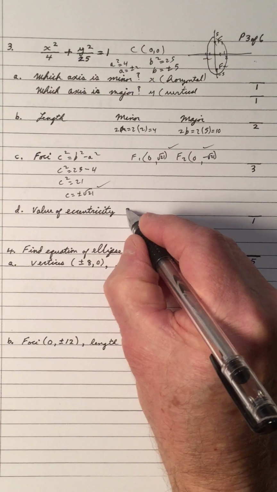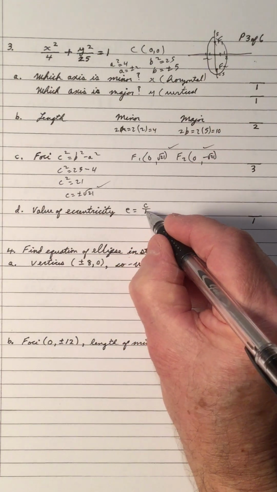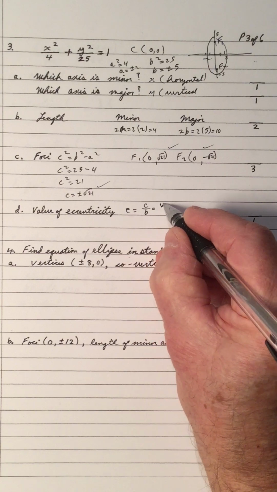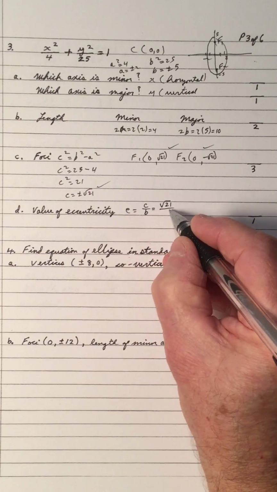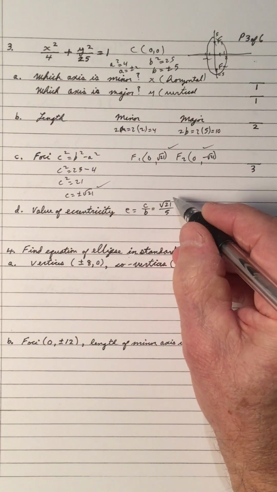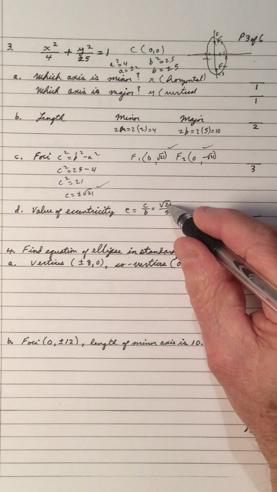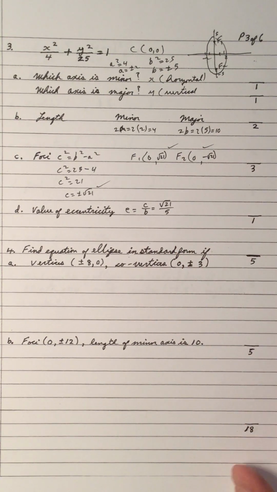And the eccentricity is equal to c over, and the major is the vertical, so it's c over b. So c is root 21 over b, which is 5. And these numbers are positive. You can never use the negatives. Give yourself a mark if you have root 21 over 5.